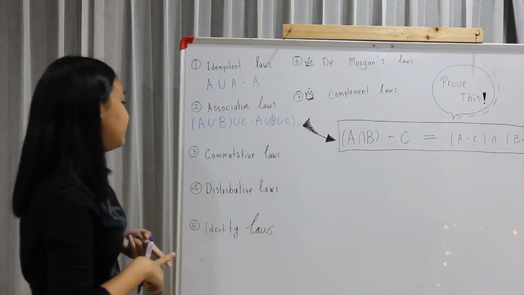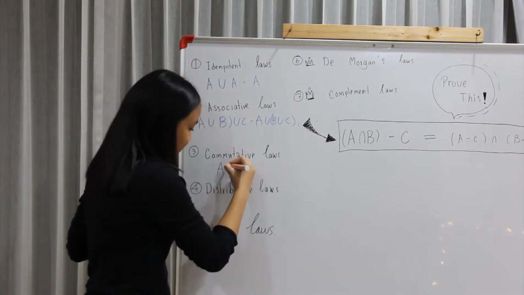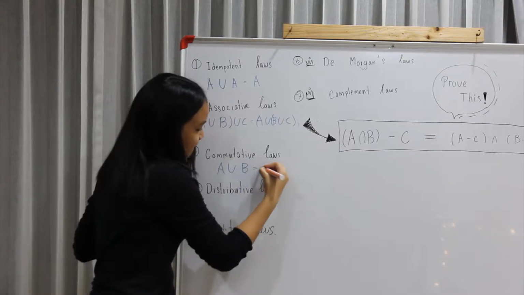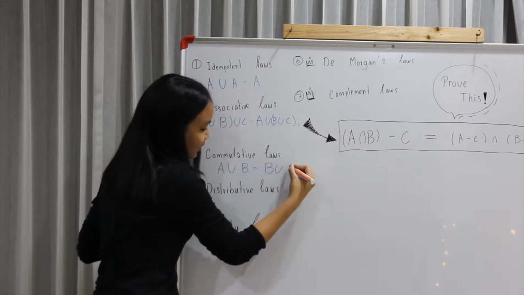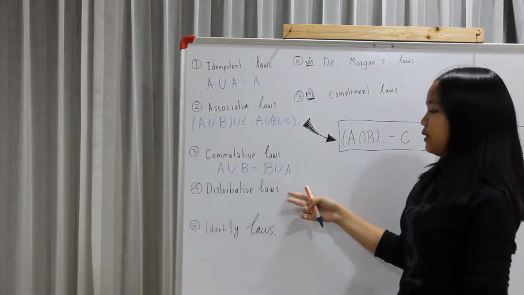Next one, commutative laws. Commutative laws just tell you that it can be switched in place. A union B also means B union A. Same thing for intersect.